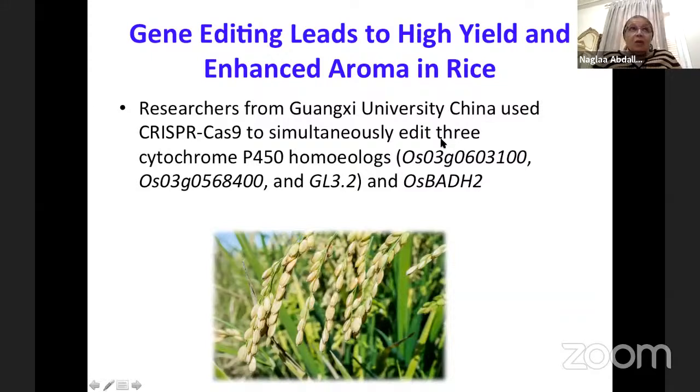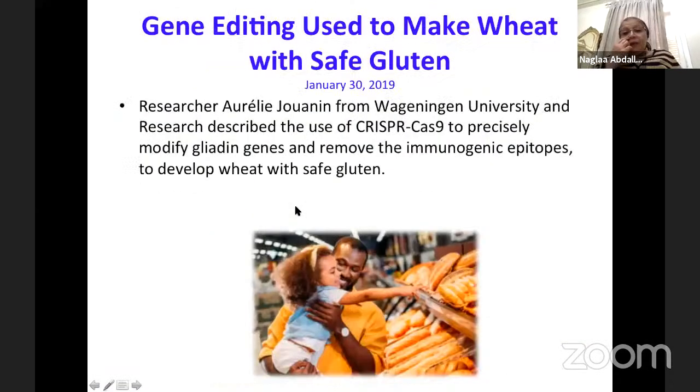So editing is not necessary to do gene by gene. We can do different genes by introducing a large number of different guide RNAs that will allow editing of different genes at the same time.